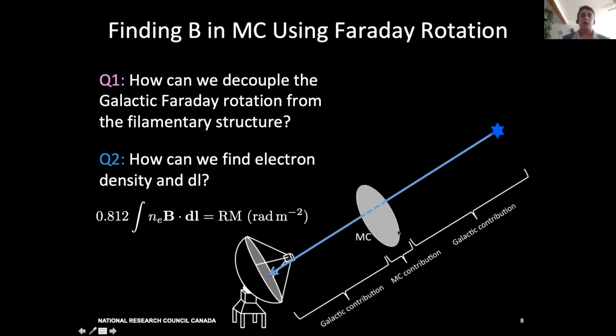And then after we've answered the first question, the second question that we have to answer is, remember in the formula we had the electron volume density and the path length. So how do we find the electron volume density and the path length to be able to find the magnetic field?